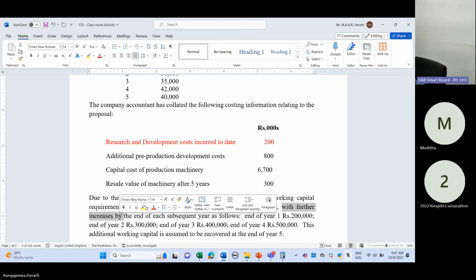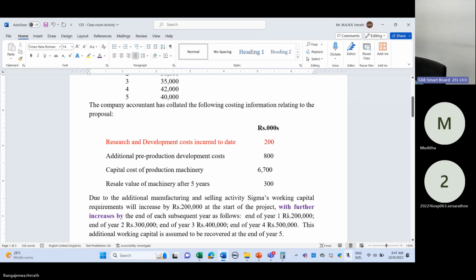It can be given as further increased by, or it can be given as increase to. If it is given as increase to, you have to take only the incremental part. Make it clear. Next year, if it says year 1 is 200, then it cannot be increase to 200. But here it is more straightforward.